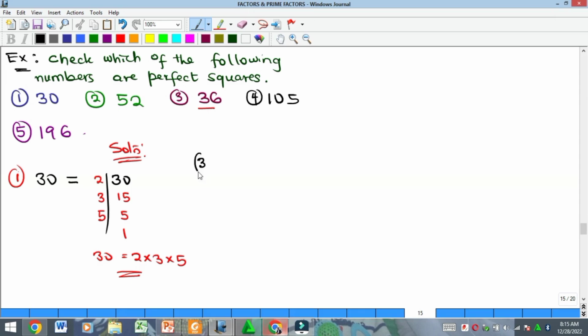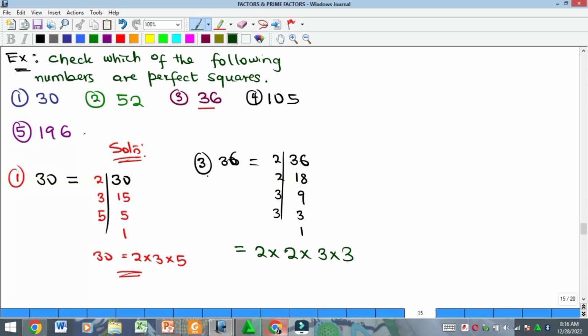Look at number 3. We want to check for 36. Okay, so we draw our line. 2 can go here. That's going to give us 18. 2 again, 9. 3 can now go, that is 3. And finally 3 will go and you will have 1. So you can see here now that our 36 is equal to 2 times 2 times 3 times 3.